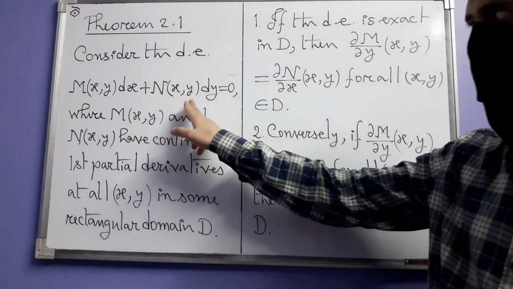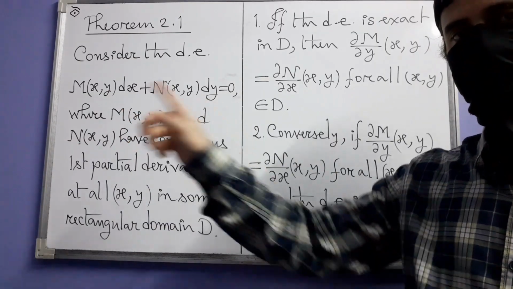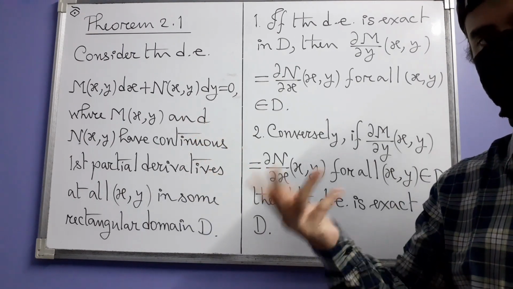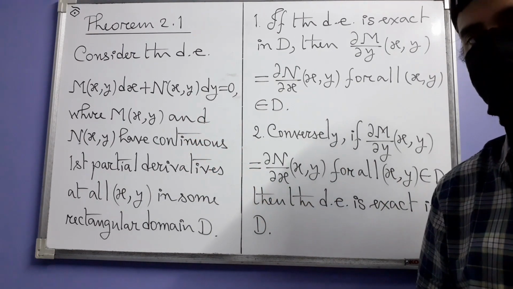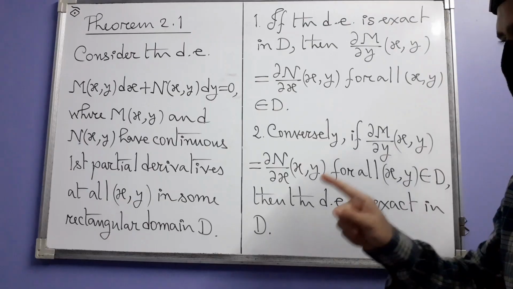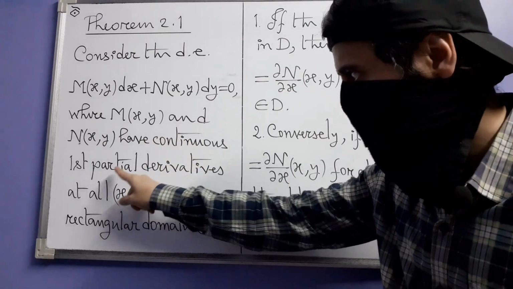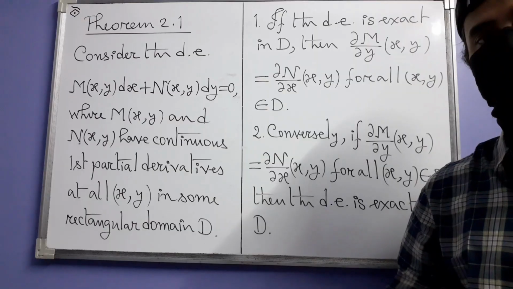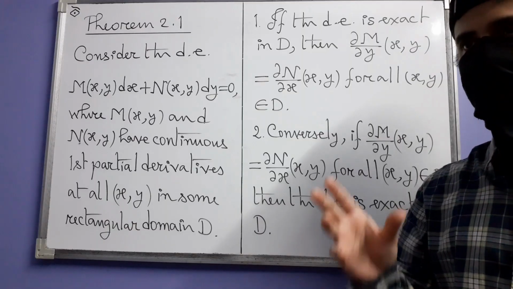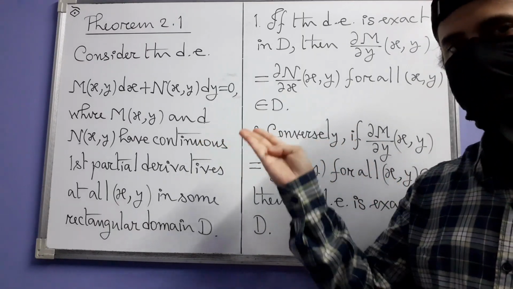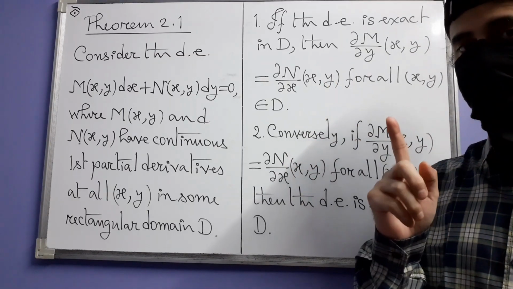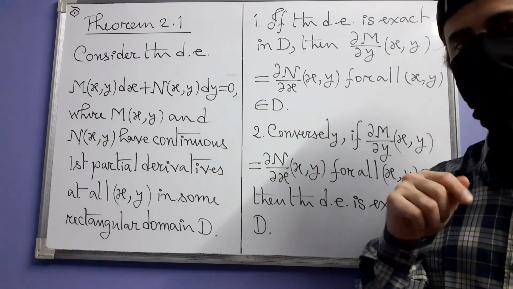We again have our differential equation in the differential form M dx plus N dy is equal to 0, where we know that M and N, each one of them, is a function of two variables x and y. But now we are going to put some extra conditions on M and N, namely that they have continuous first partial derivatives at all points (x, y) in some rectangular domain D. So the domain D on which we are considering these functions M and N is a rectangular domain. Okay, it is still a domain, it is still open and connected, but it's rectangular in shape.